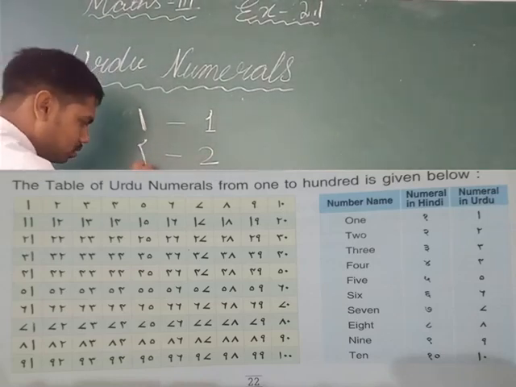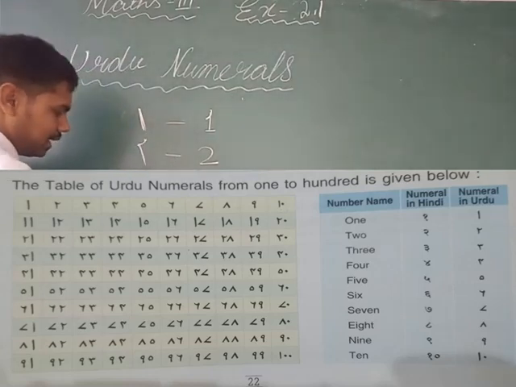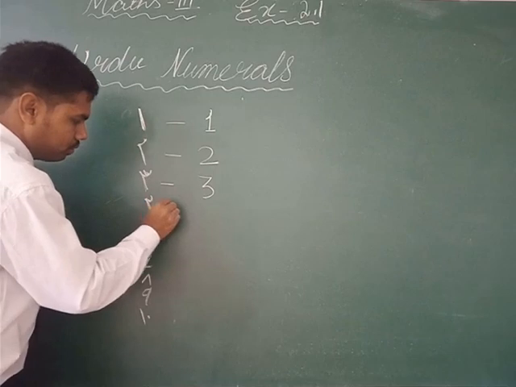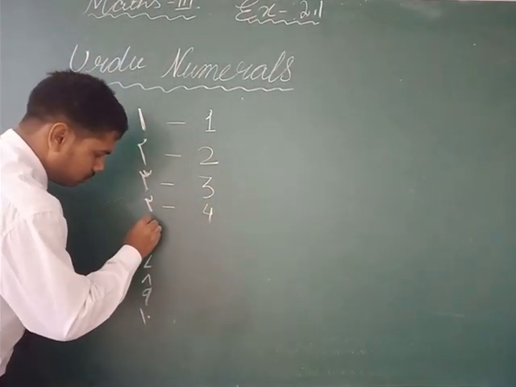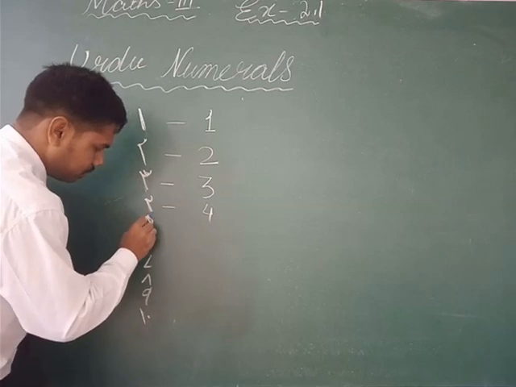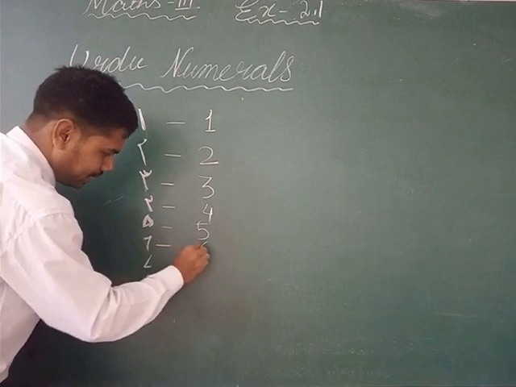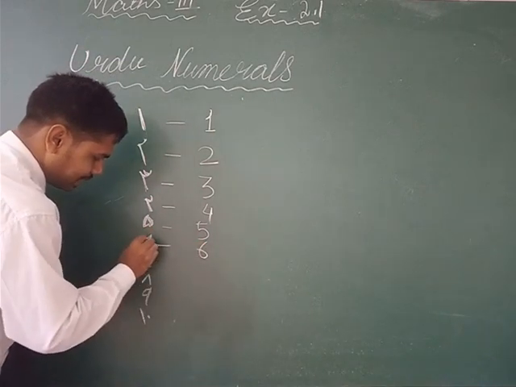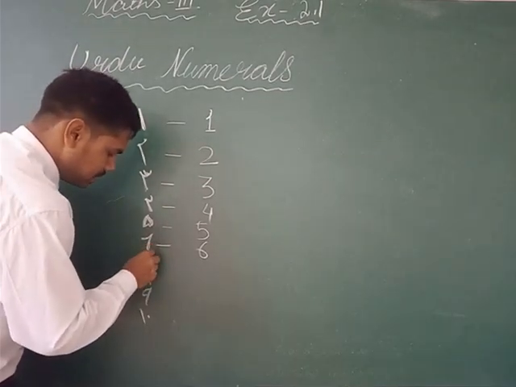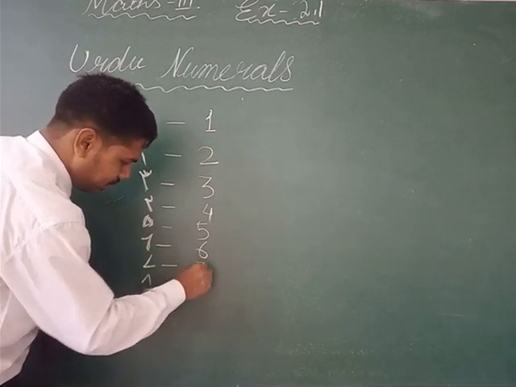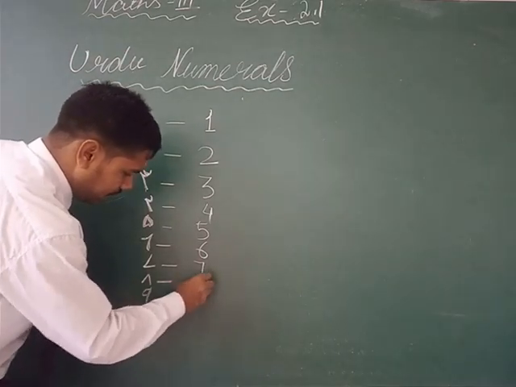Then this is how we write 3 in Urdu. Then this is how we write 4 in Urdu. This is how we write 5 in Urdu. This is how we write 6 in Urdu, near about like 7 in English. Then this is how we write 7 in Urdu. Then this is how we used to write 8 in Urdu.